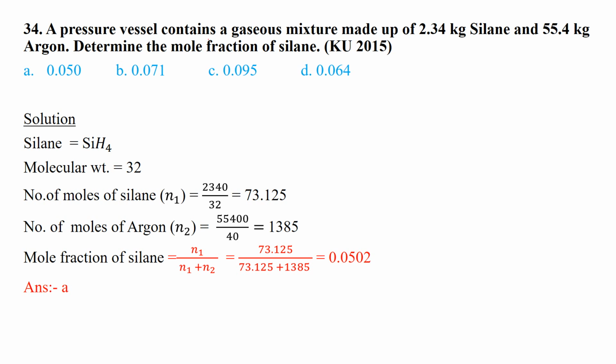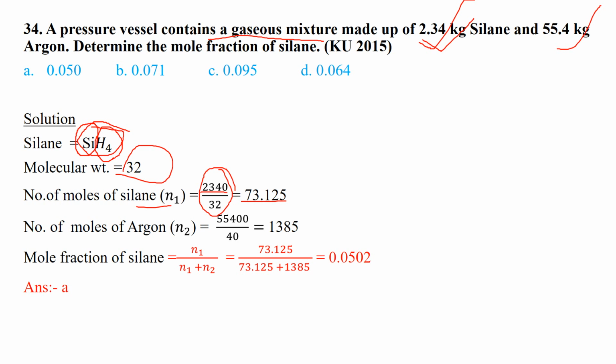A pressure vessel contains a gaseous mixture made up of 2.34 kg silane and 55.4 kg argon. Then we have to calculate the mole fraction of silane, right? Silane means SiH4, this is the molecular formula of silane. Then its molecular weight will be 32, the molecular weight of silicon is 28 plus 4, 32. The number of moles is calculated by this formula. Remember, this value should be in gram: 2.34 into 1000, 2340, since here it is in kg. The answer will be 73.125.